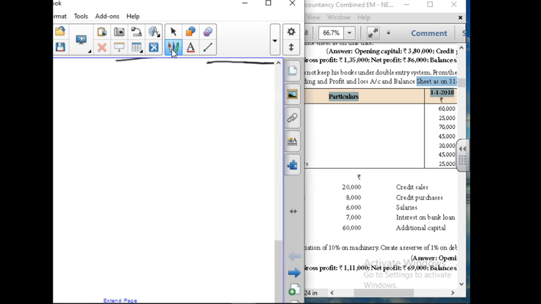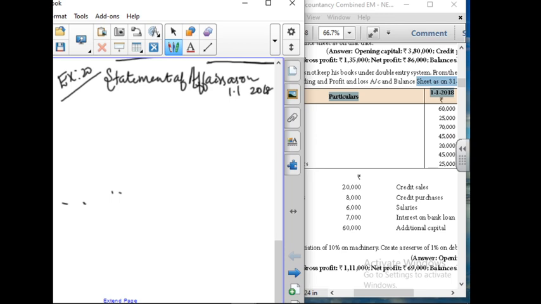It is exercise problem number 20. This is the last problem in the single entry. With this we are ending, I think. So we have to create the heading, statement of affairs as on 1/1/2018. Date is more important.